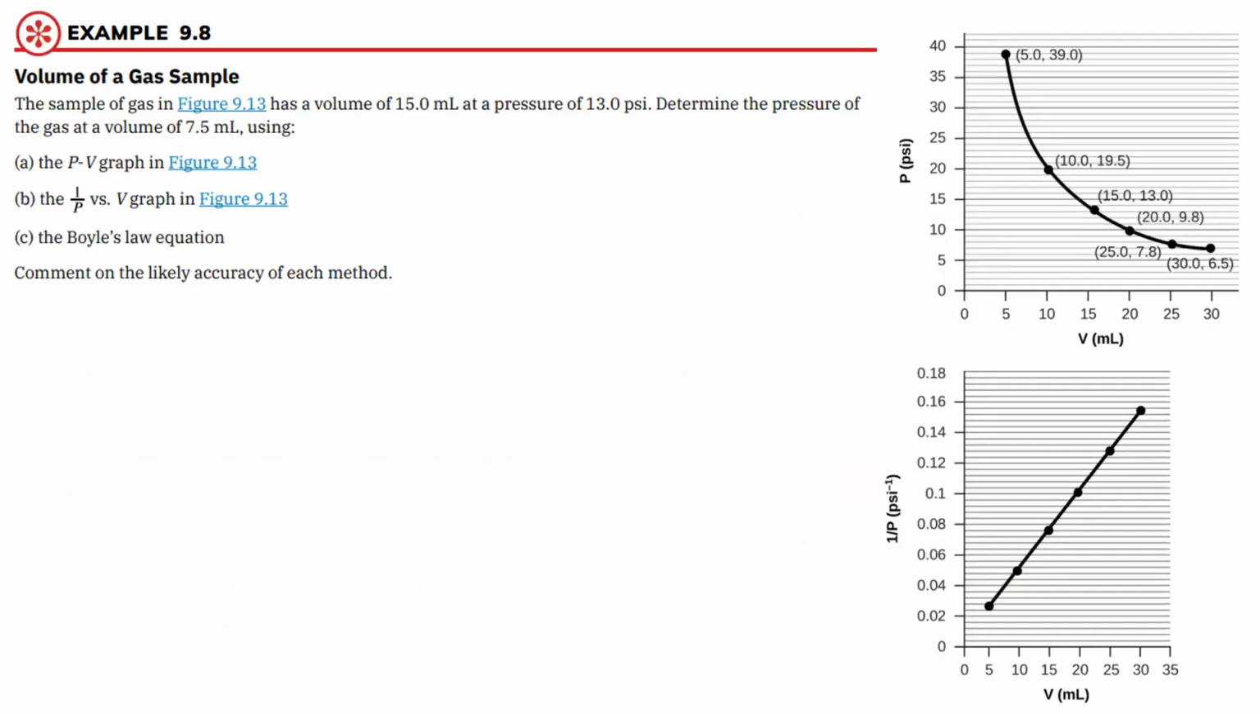So if you want to practice with this one, we've got a sample of gas, and on the right-hand side is figure 9.13. It's got a volume of 15 milliliters and a pressure of 13 psi, so pounds per square inch. And then you can see the data from several other points as we change the volume or the pressure, how those get adjusted.